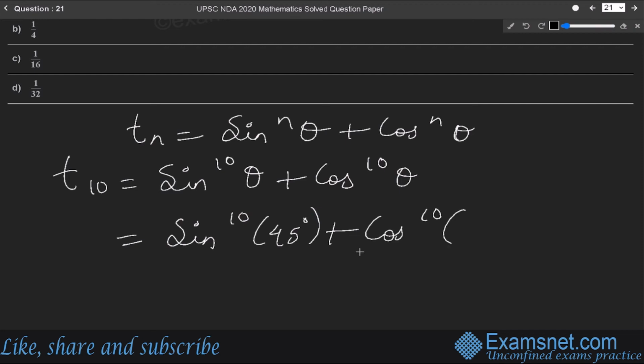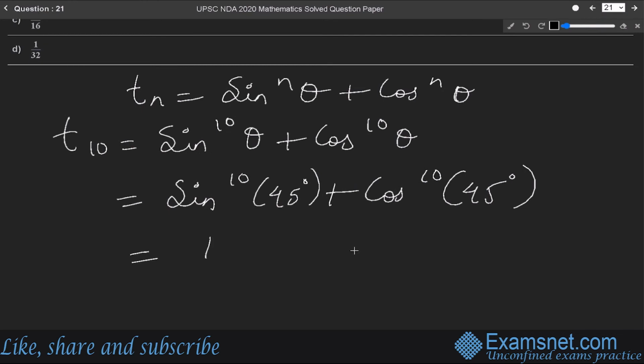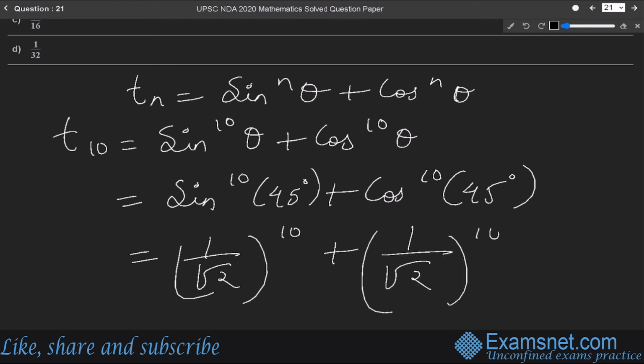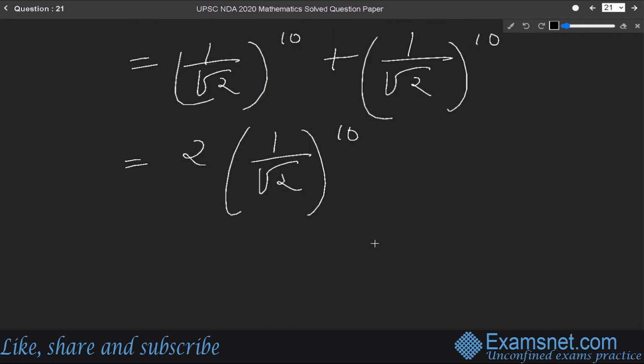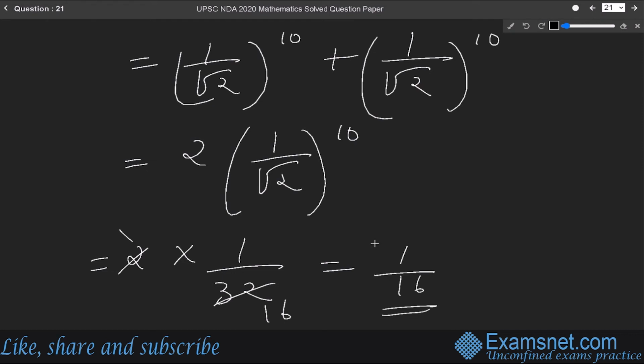plus cos 10 times 45. So the value of sin 45 is 1 upon root 2 and the power is 10. Again cos 45 is 1 upon root 2 and the power is 10. You can see there is 1 upon root 2 plus 1 upon root 2. It will be 2 into 1 upon root 2 and the power will be 10. Again simplifying it, it will be 2 into 1 by 32, which is equal to 1 upon 16. So the value of T10 is 1 upon 16.